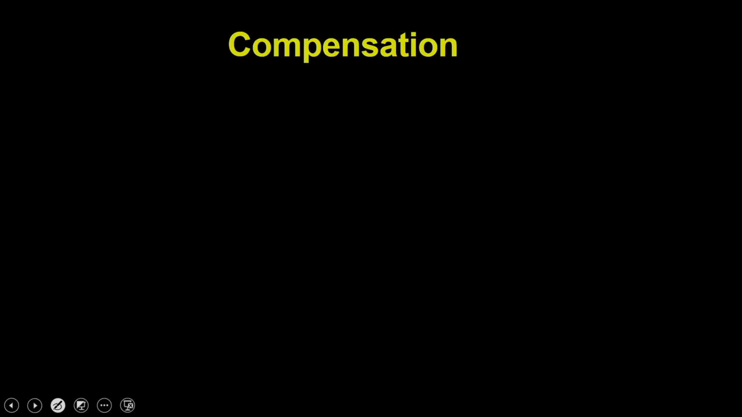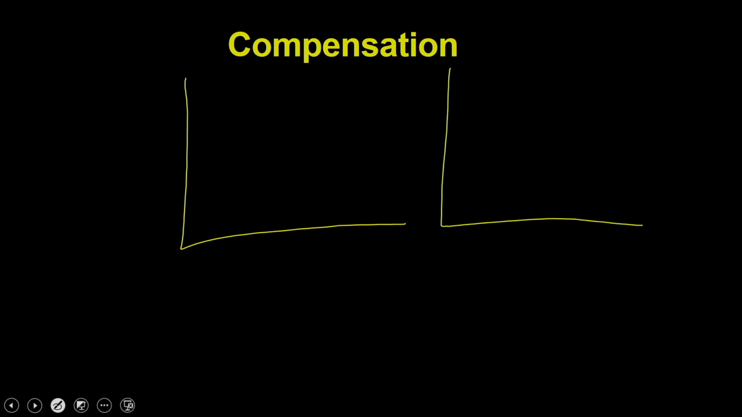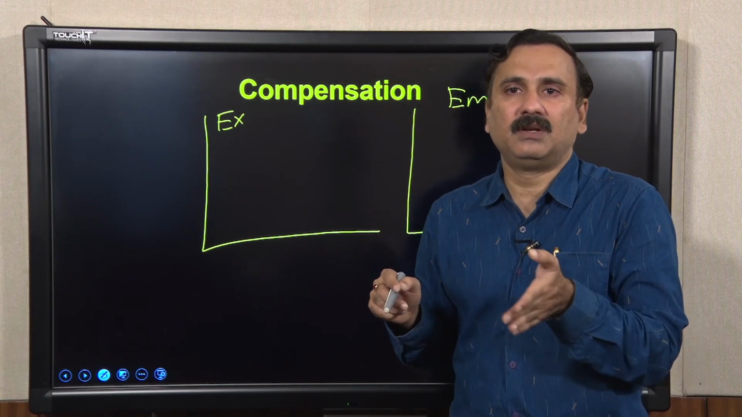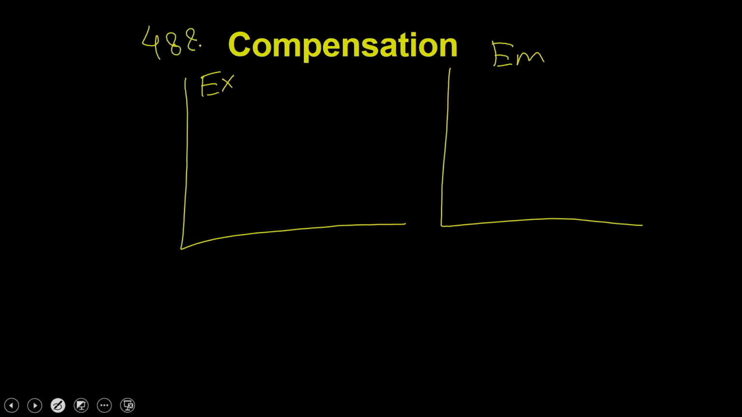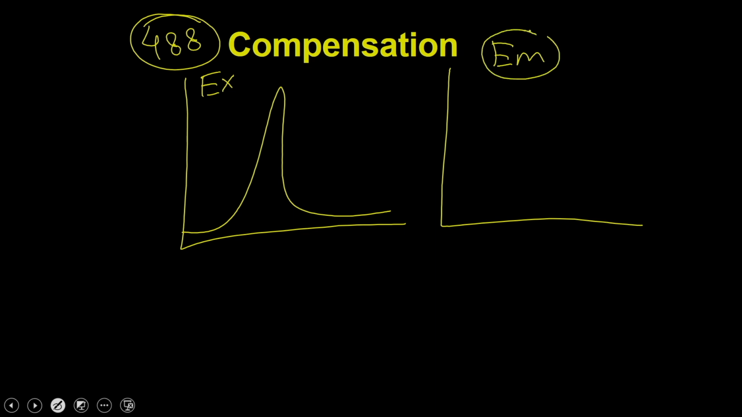What is meant by compensation is that every dye has 2 different types of spectra. One is called the excitation spectrum, the other is called the emission spectrum. In a standard cytometer you do not have excitation changes, because we always use a 488 nanometer laser. You are going to excite everything with 488 nanometer, so that is not a problem. The problem is in the emission spectra.